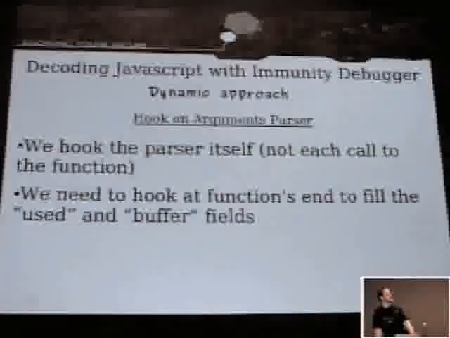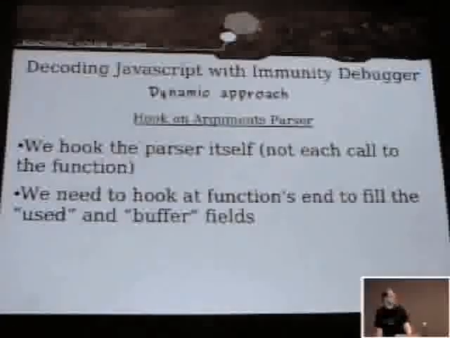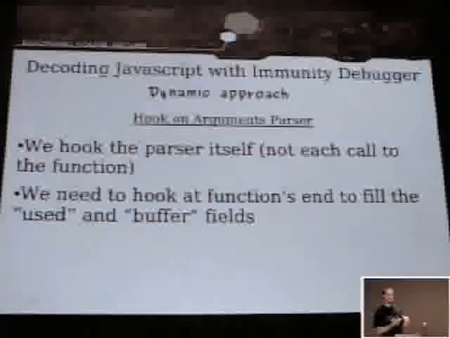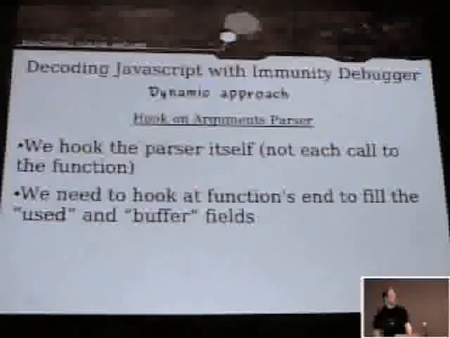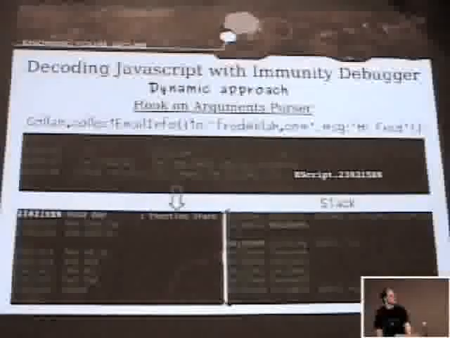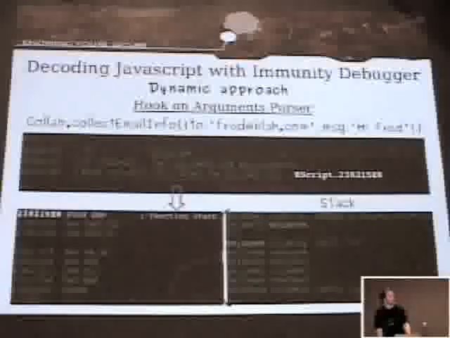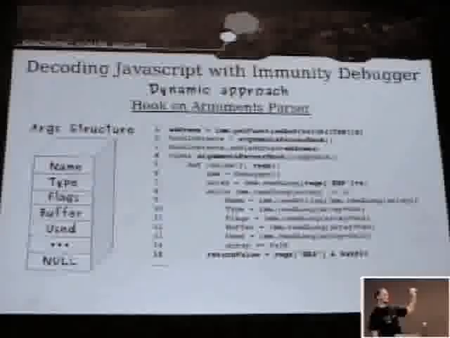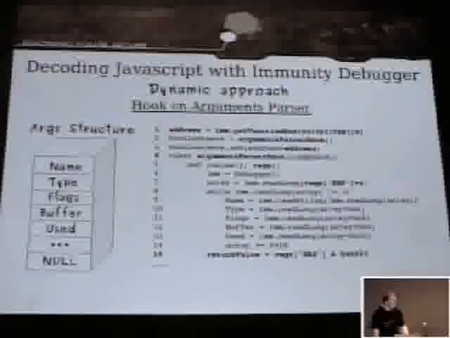We have this hook in the argument parser. We have to put our hooks in the parser itself at the end of the function, so we get all these buffer and usage fields actually filled with the information that's going to get into the real function. So this is how you see the argument parser call, and this is the script itself. You can decode the name of the argument, the type, and the most important part, you can get the buffer that is going to get executed by the function, and whether some argument is used or not.